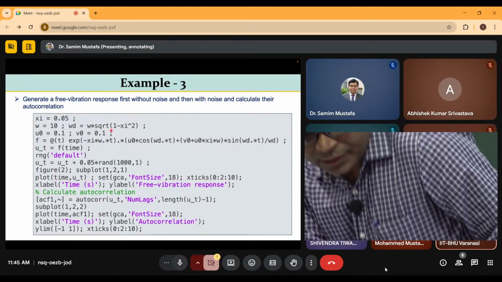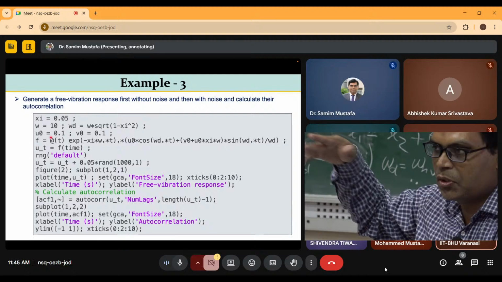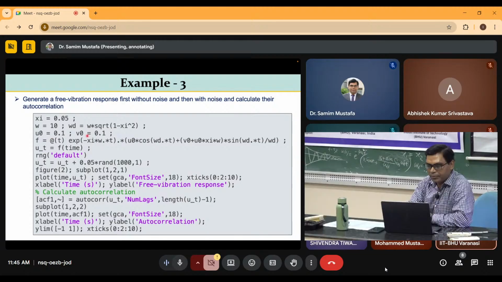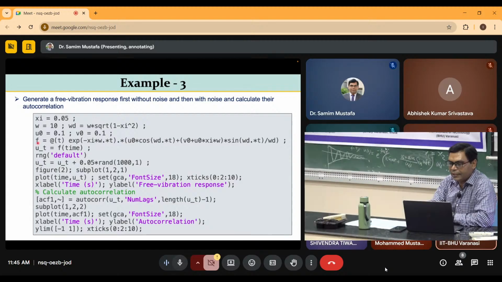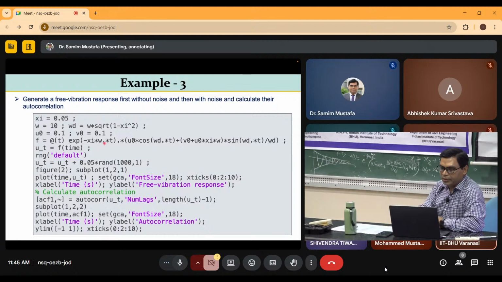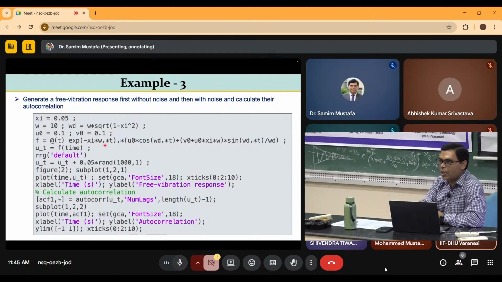Then you take some initial conditions, u naught equals 0.1 or v naught equals 0.1. You can also take 0 if it is initially at rest, so you can take them arbitrarily. I have taken 0.1, 0.1. Then you construct the same function that I have written: f equals exponential of minus xi omega t. Don't forget to place this dot. What is the significance of this dot? Can you tell me? It is not a matrix multiplication, it is element-level multiplication.